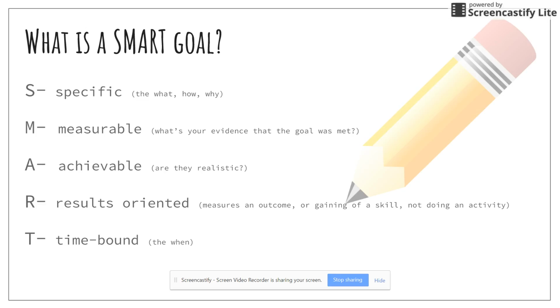Results-oriented is it measures an outcome, it shows the gaining of a skill. It's not just doing an activity, it's the student obtaining a new skill or learning something new. And then finally, time-bound, that's the when.